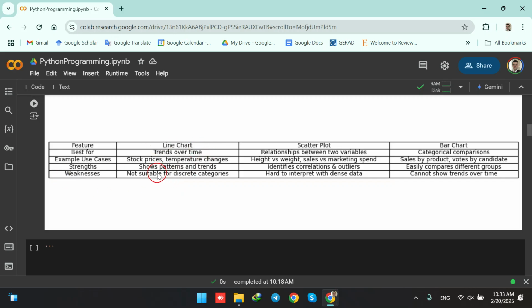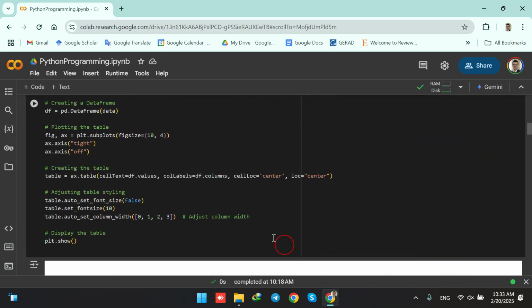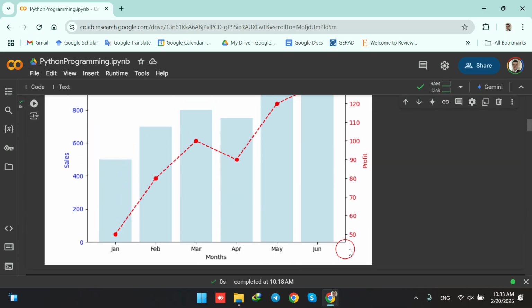So the line chart shows the pattern and trend, but it's not suitable for discrete categories. The scatter plot identifies correlations and outliers, but it's hard to interpret with dense data. And the bar chart is very easy to compare, but the thing is that it cannot show the trend over time. So depending on what we are looking for, we need to choose smartly which one we need to have for our data.